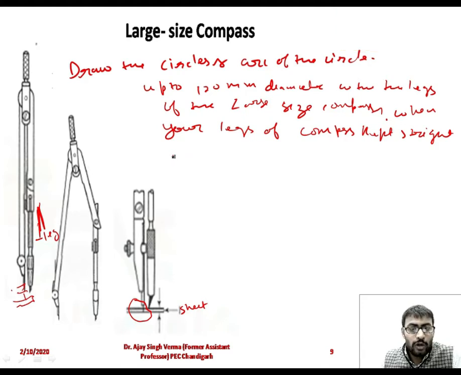mm. Beyond this dimension, if you go for large size circles, in the second figure you can see, you need to bend these two legs, and when we bend these two legs, they should be parallel to each other. They should be parallel to each other while drawing the diameter of the circle.